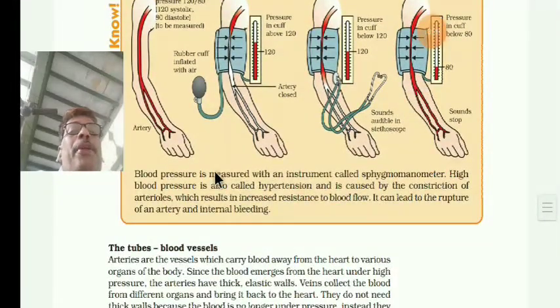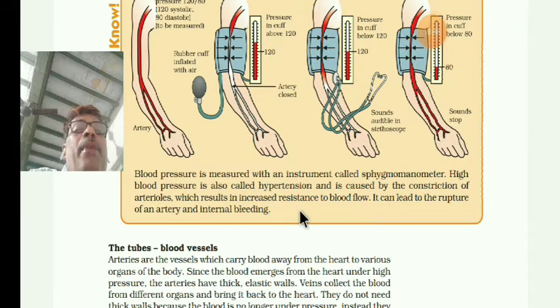Blood pressure is measured with an instrument called a sphygmomanometer. So remember this also.